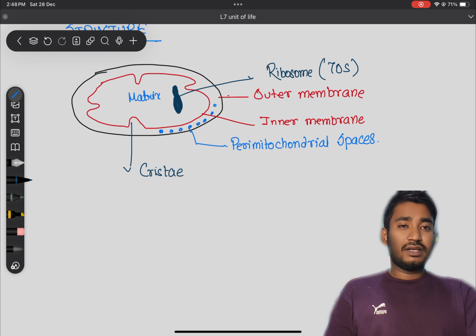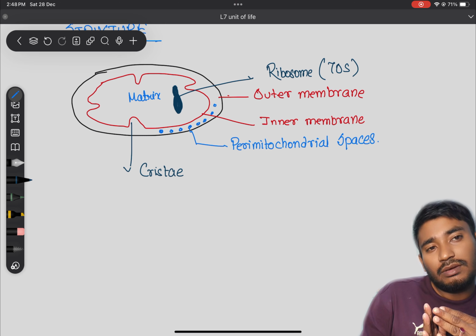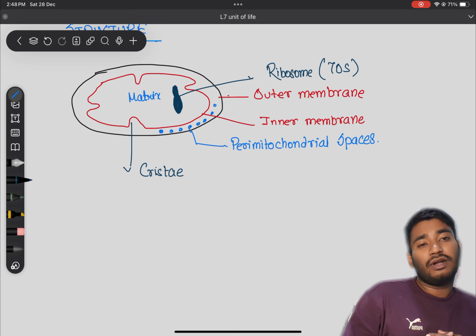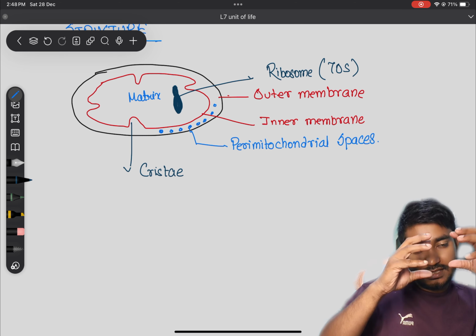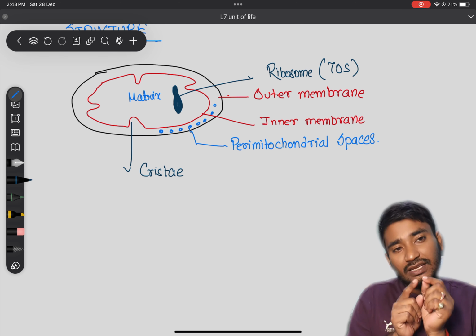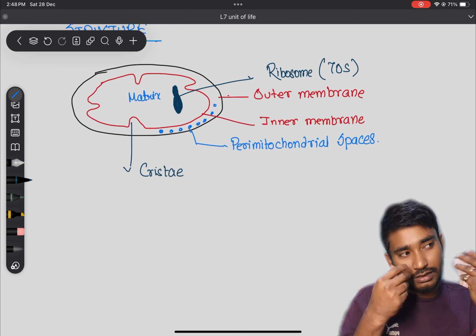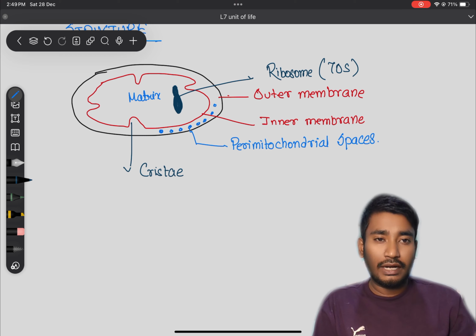So what is the function of the cristae? Cristae are the foldings which are inward to the matrix, and these foldings actually increase the surface area of the mitochondria. So mitochondria is a small structure, and the surface area of this small structure is being increased by these cristae. Okay, these are called the infoldings.